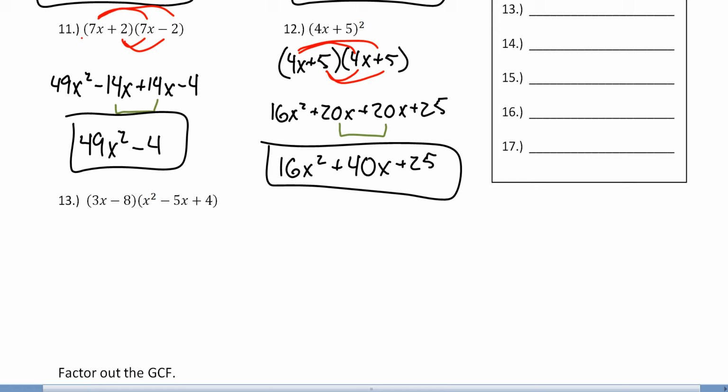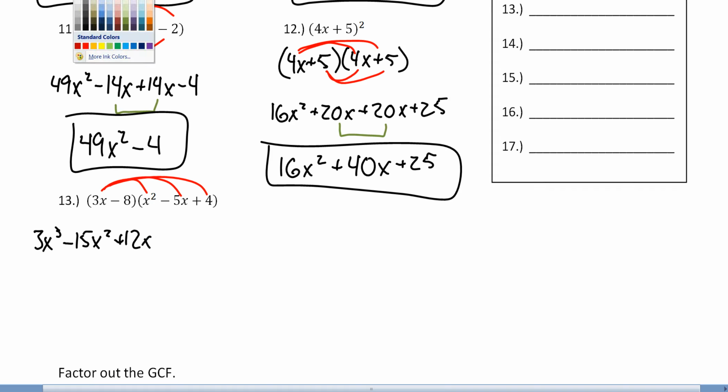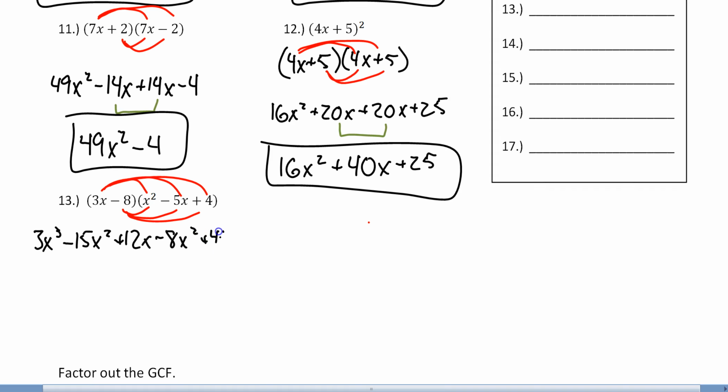Okay? This one I'm going to distribute the 3x to all three of these pieces. Again, just using my rules of exponents as I go. That's a 3x cubed minus 15x squared plus 12x. And now I'm going to distribute the negative 8 to each of these. And again, that is a negative 8 that I'm distributing. So that's going to give me a negative 8x squared plus 40x minus 32. And now I start combining like terms.